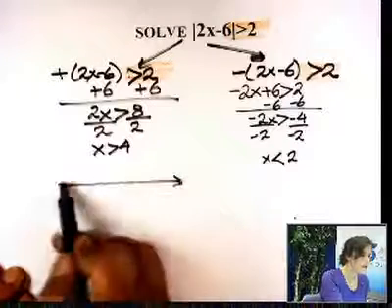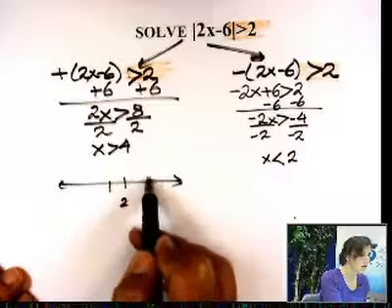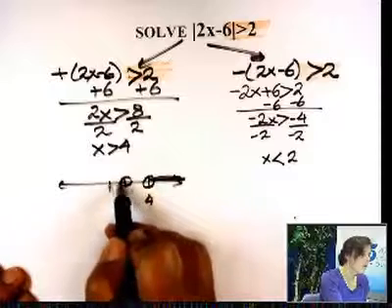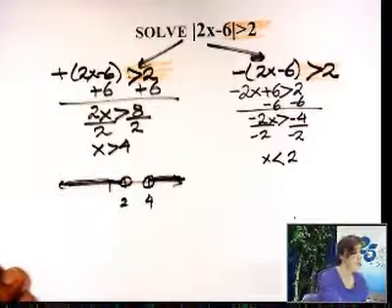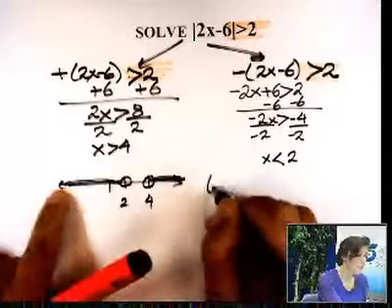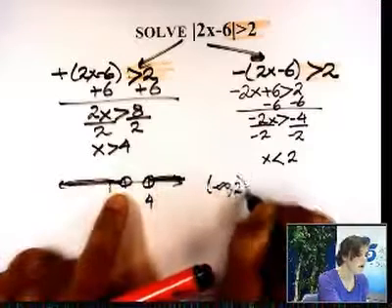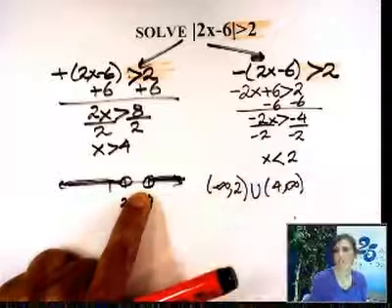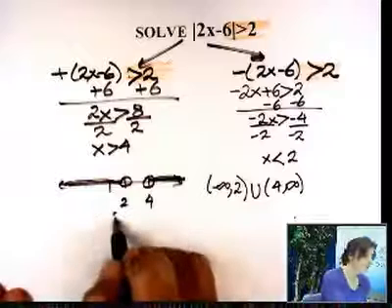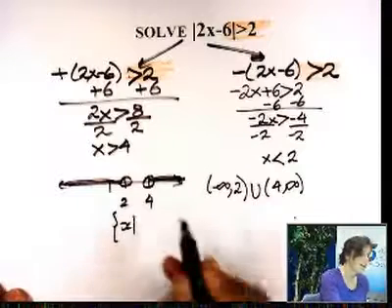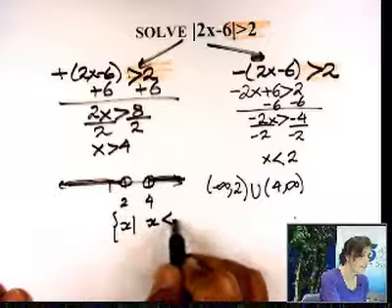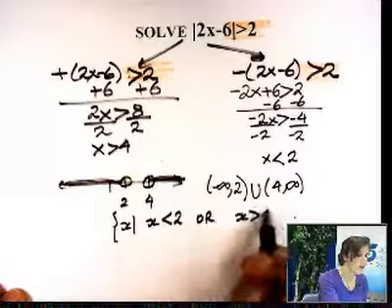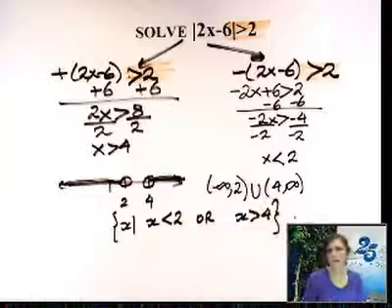X is less than 2, greater than 4. Well, how do I show that in number line notation? 2, 4. Greater than 4 this way. Less than 2 that way. Interval notation. I have to start from negative infinity to 2. Union 4 to infinity. Set builder notation. Braces x such that x is less than 2. How do I put this in there? Or x is greater than 4. All three notations.